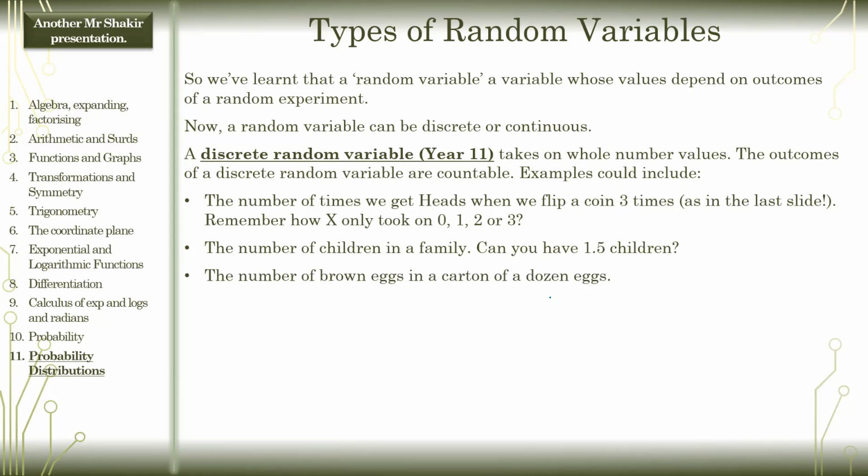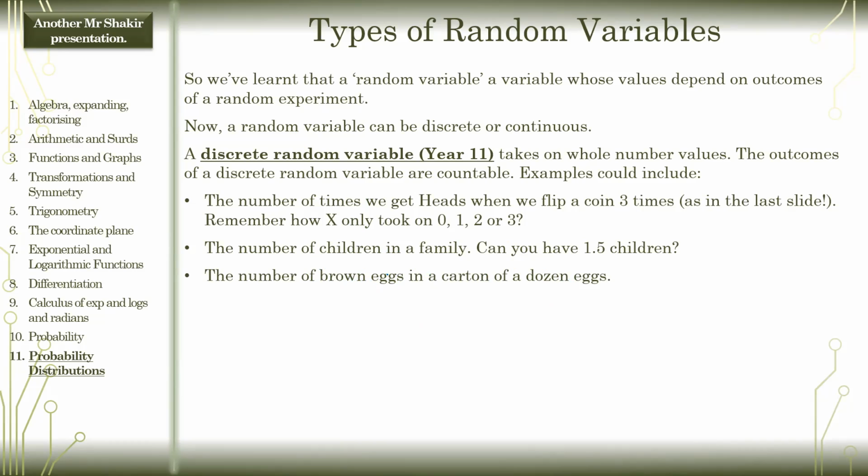The number of brown eggs in a carton of a dozen eggs. How many eggs can you have in a carton of a dozen eggs? 12. It's countable, right? It's discrete, whole numbers. Let's say 6 of them are white, 6 of them are brown. 6 brown is discrete, it's countable.